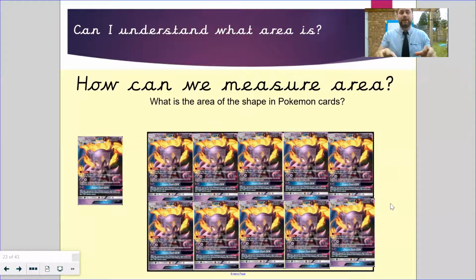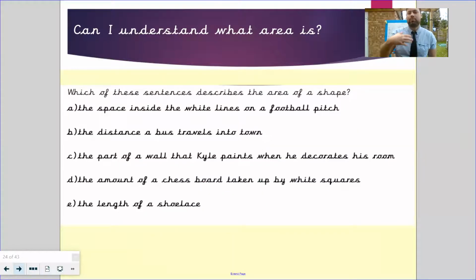Okay, so remember, with 2D shapes, the area is inside the 2D shape. And in this instance, I used Pokemon cards to measure the area. So the area of this rectangle is 10 Pokemon cards. We're not bringing dimensions or anything like that into it at the moment. So what I'd like you to do is very quickly pause the video and have a look at these descriptions. Which ones of these describe area best? Off you go.